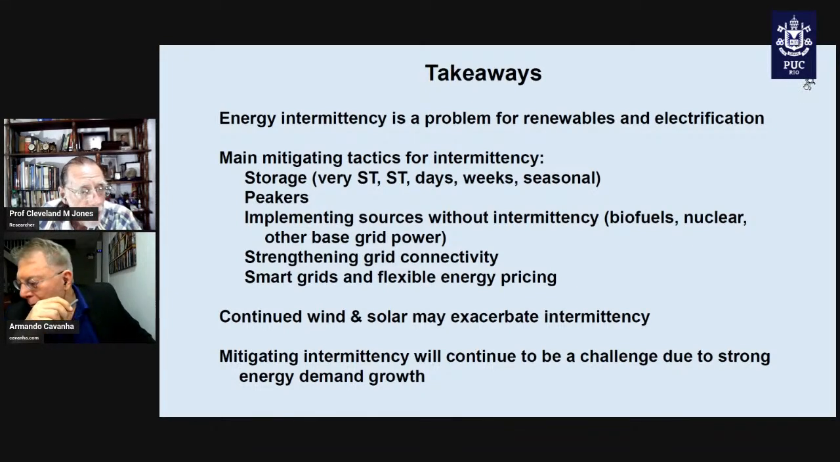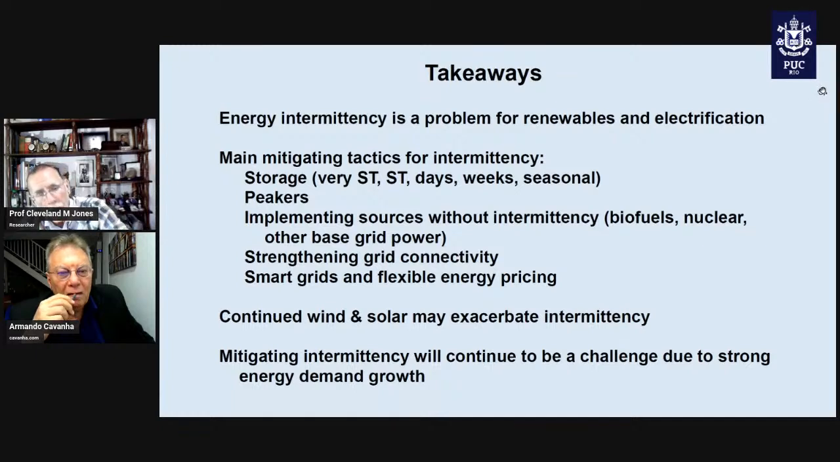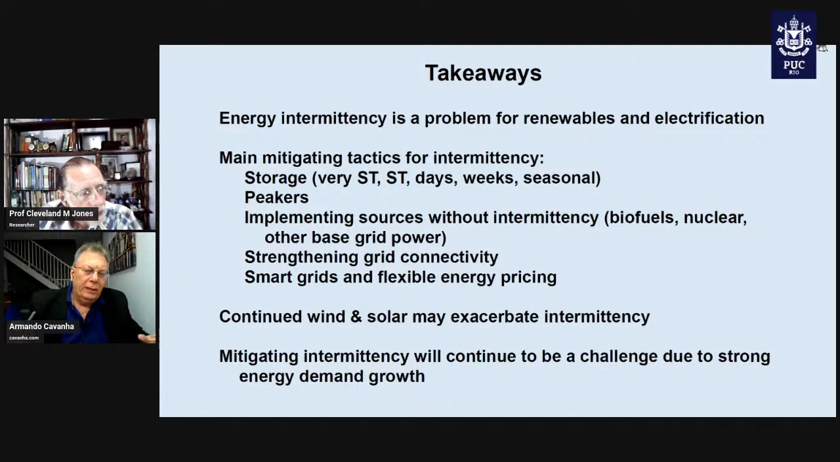But the other tactic is implementing more sources without intermittency. And we discussed this before. Ultimately, I think we agree that nuclear is fantastic. It's still giving us trouble because we're shortening the time frame to installation. The U.S. is leading the way finally in implementing, but there are different solutions at this time.